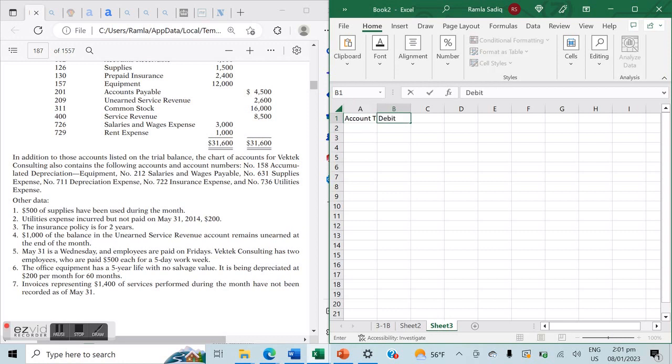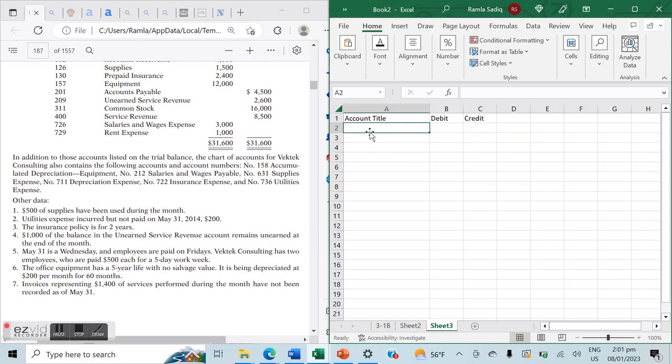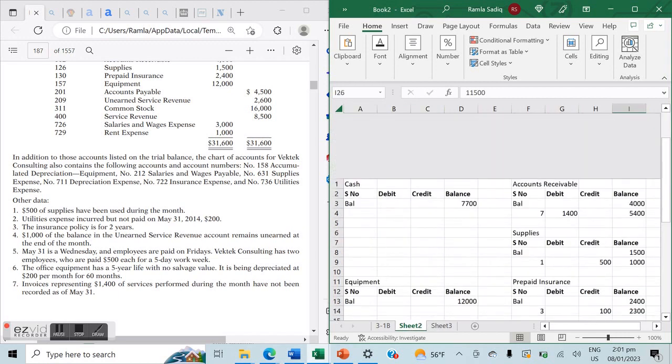So we're going to create an account title, a debit, and a credit. And remember, it's our knowledge of the normal balances on these accounts that'll help us determine which account is to be debited and which account is to be credited. So if we look at our ledger over here, we're starting off with cash.